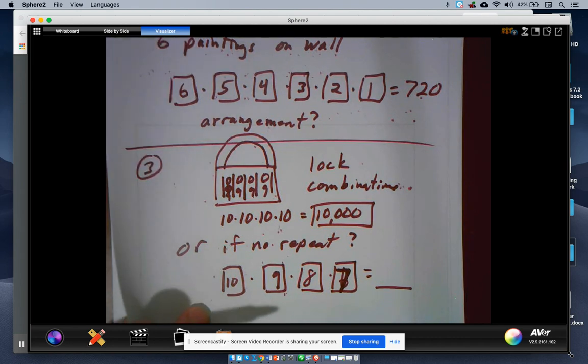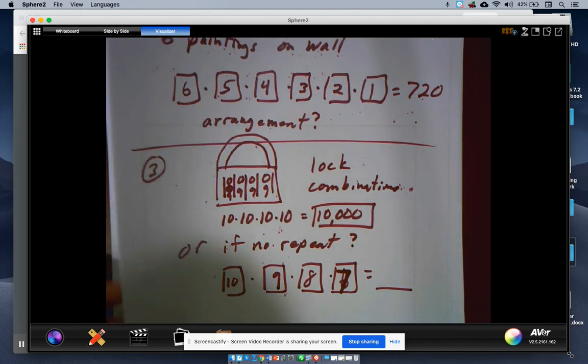I have one more to do with you, and then we will be finished, and you'll be able to go and practice the fundamental counting principle.